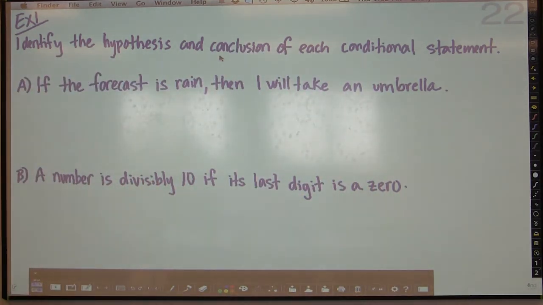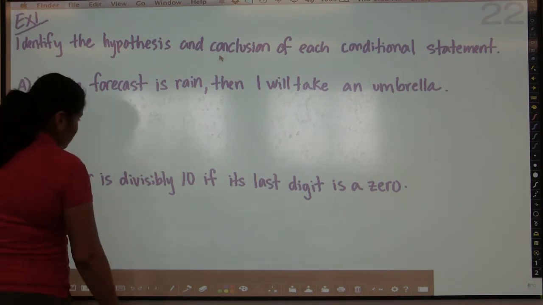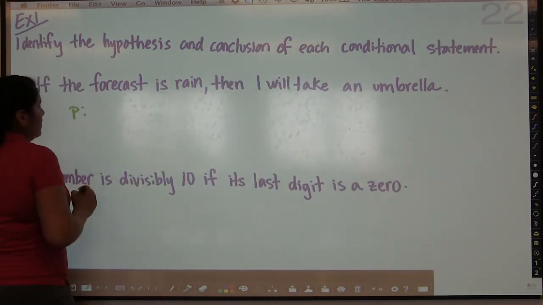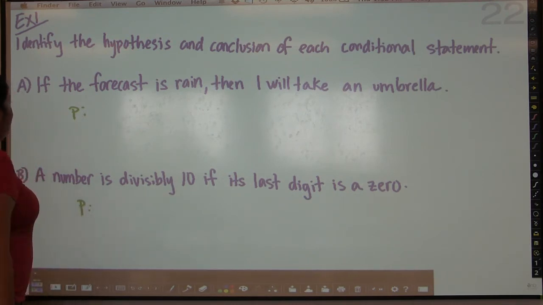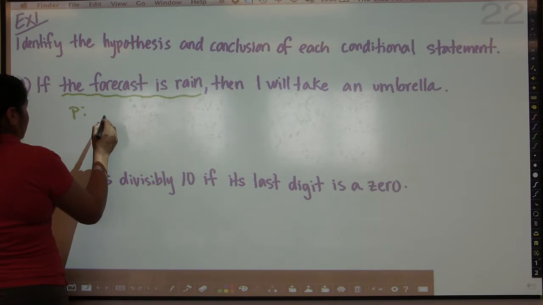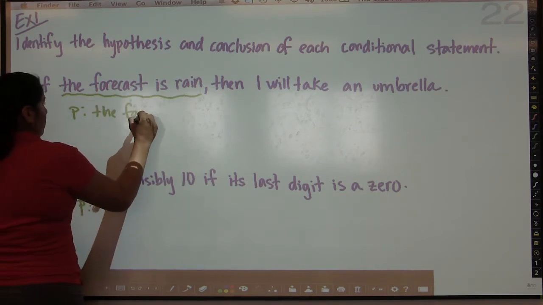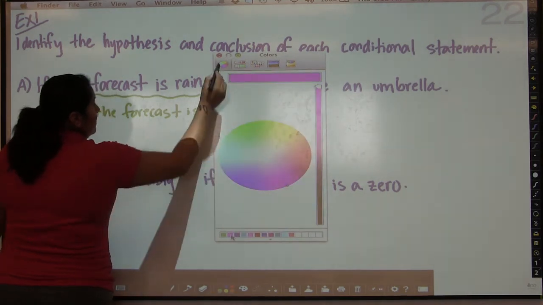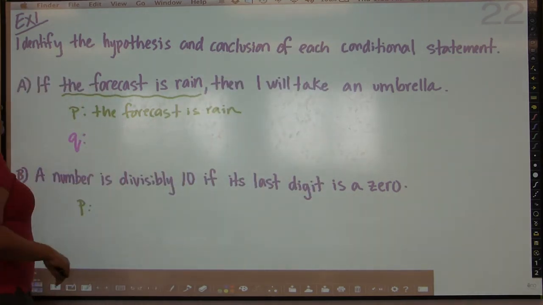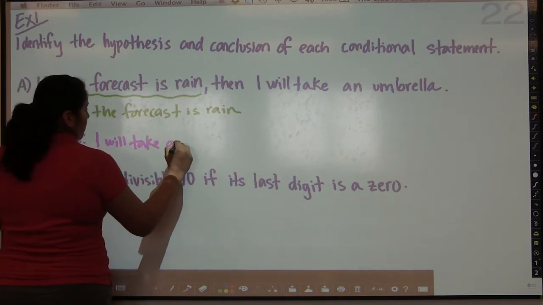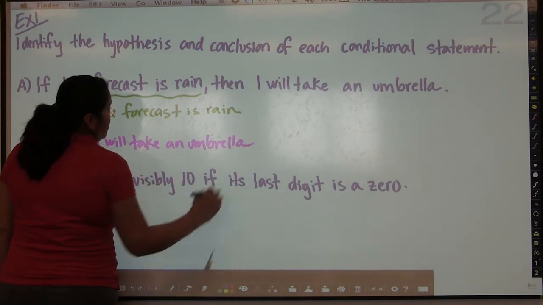So here we go. It says, identify the hypothesis and conclusion of each conditional statement. So what I would like to do is, we said earlier that P generally is what we use for the hypothesis. So I'm going to use P here. And here's the word if. So we said that it's the phrase that comes after the word if. So the hypothesis in this statement is the forecast is rain. Okay? And then we have, for our conclusion, we can abbreviate that with the letter Q. I don't have to write out the whole word conclusion. The conclusion is the phrase that comes after the word then. So it's, I will take an umbrella. So see, it's not hard, but it does take a little bit of time to write all that out.